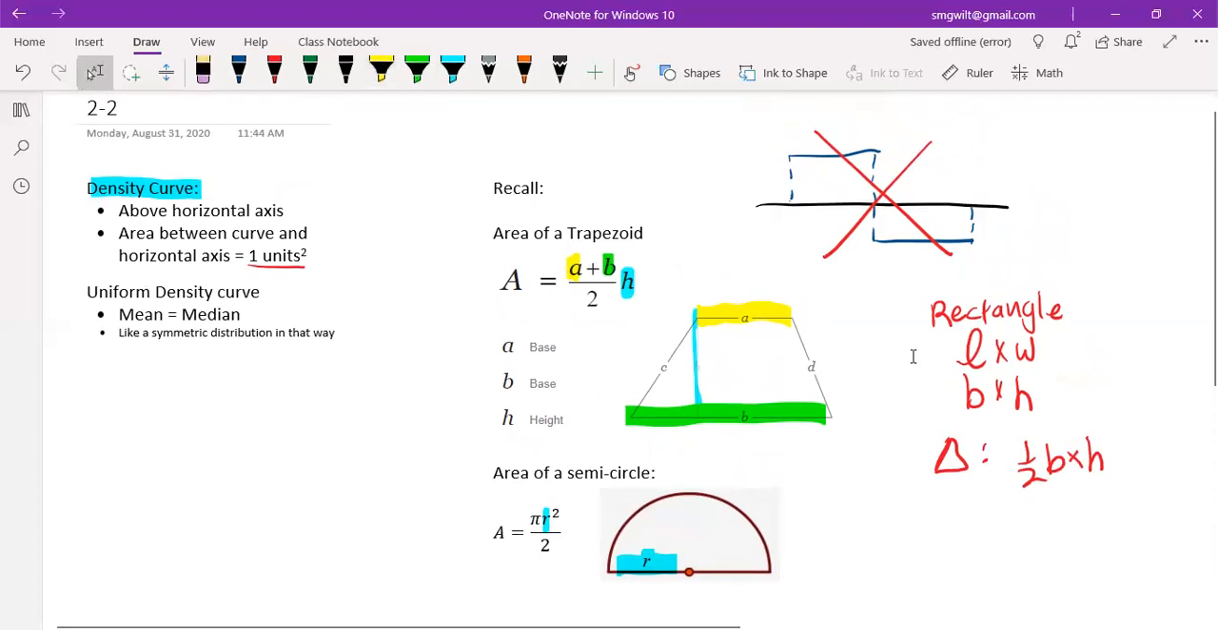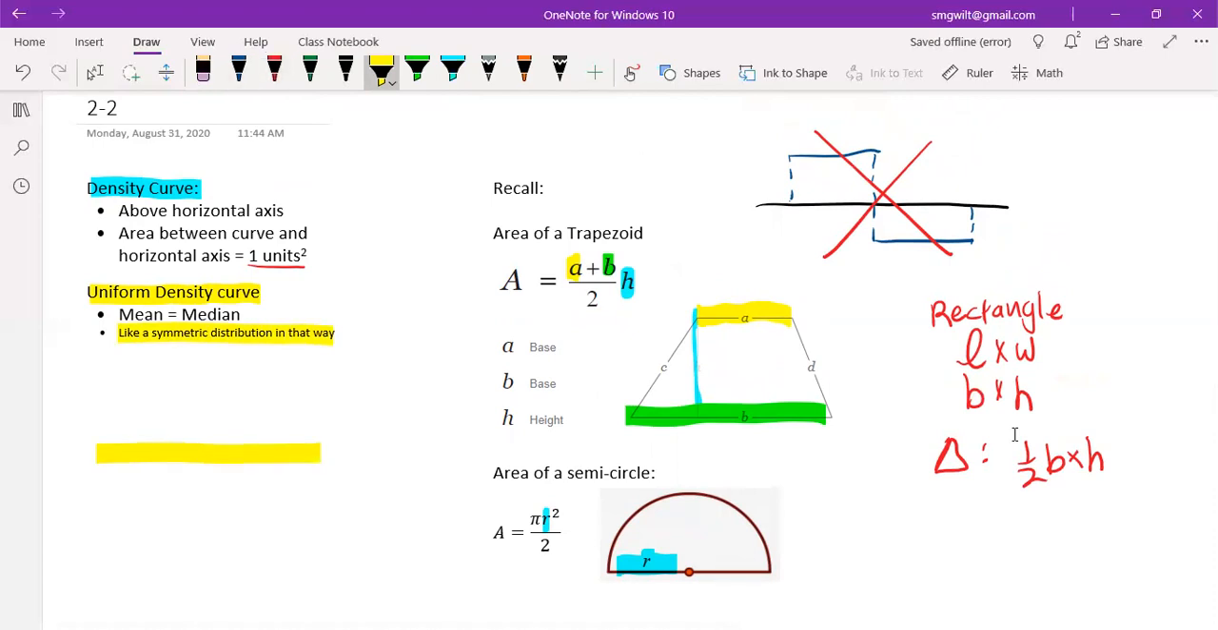And then lastly, we've got a uniform density curve. One thing that I wanted you to remember is that in a uniform density curve, the mean is equal to the median. It works like a symmetric distribution. When it's uniform, it is a perfectly horizontal line that's parallel to the x-axis. And so you can think about that as symmetric, right? If I were to cut it in half, then I would have equal parts on either side.